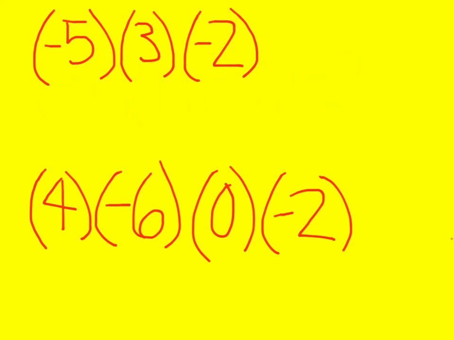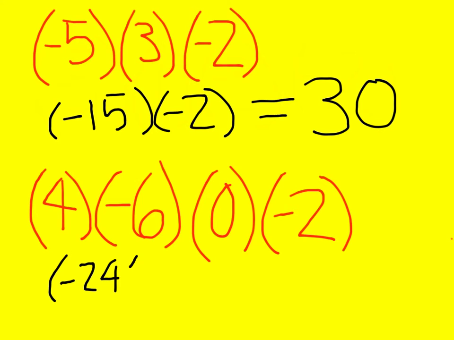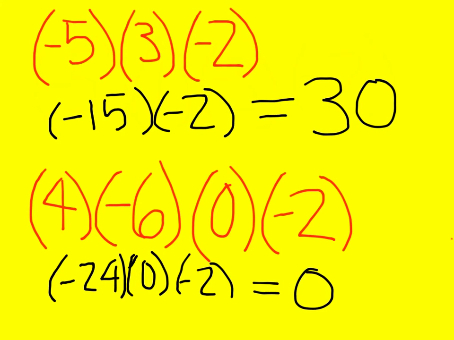Example problem number 3. Okay, so for this one, we're just going to multiply all the way across. So negative 5 times 3 would give you negative 15. Negative 15 times negative 2 is going to give you positive 30. Alright, for the second one, 4 times negative 6 is negative 24. Negative 24 times 0 is 0, and 0 times negative 2 would give you 0.